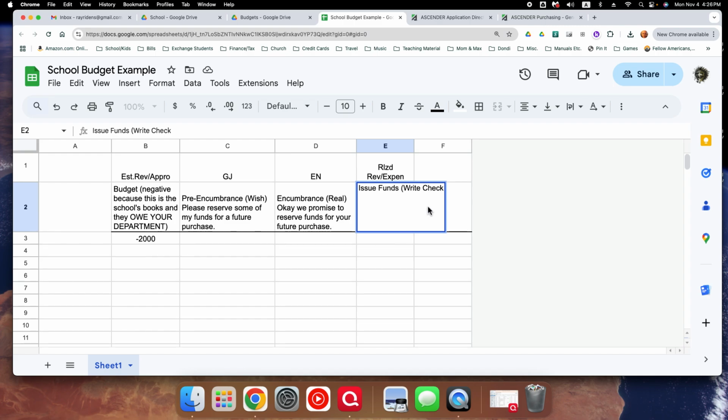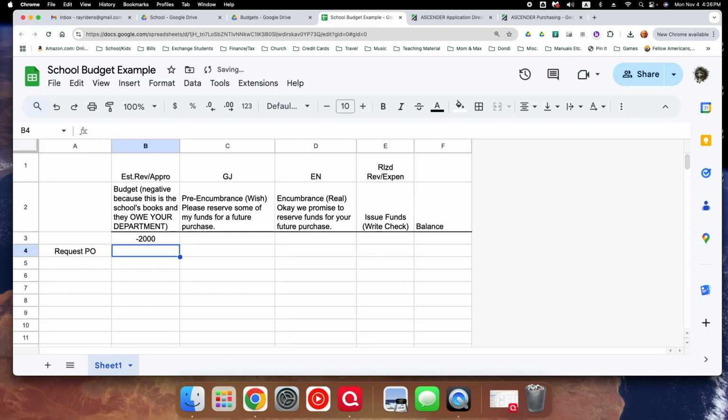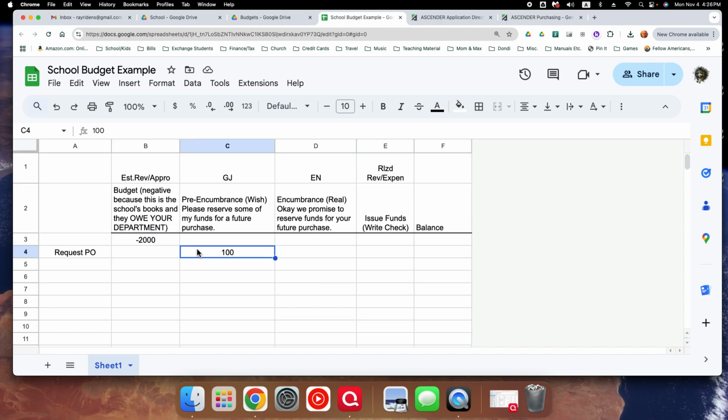And I need to put this because it bothers me. So I'm going to say budget, pre-encumbrance, encumbrance, issue funds. In this case, we've got $2,000. Let's just go right along with it. Let's say I want to request a purchase order because I need $100 worth of stuff. Now, if you notice, it's a positive number because that's opposite of this, so that's how that works.